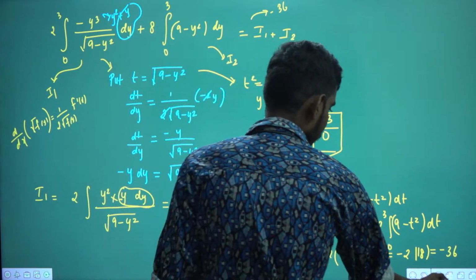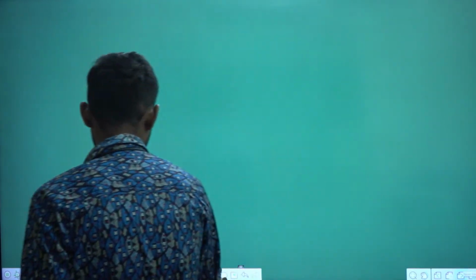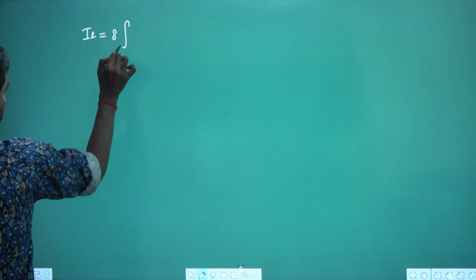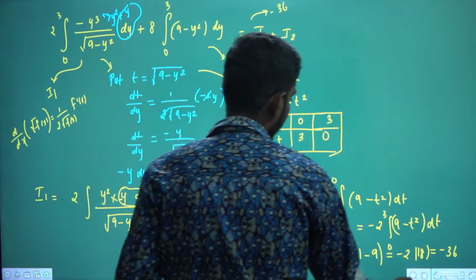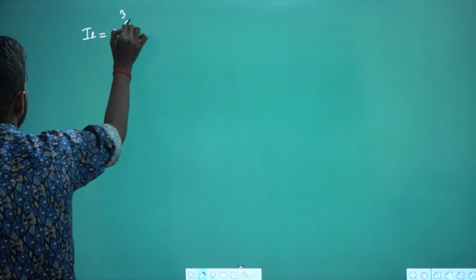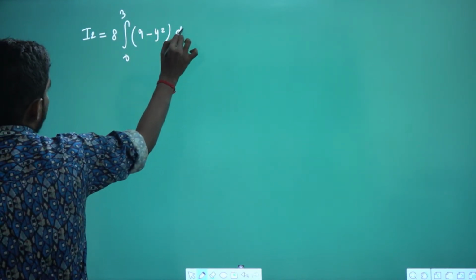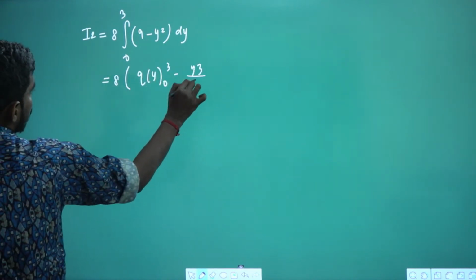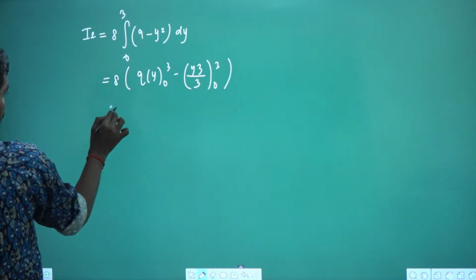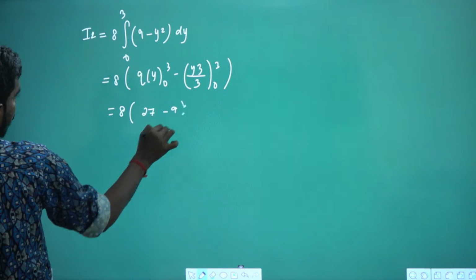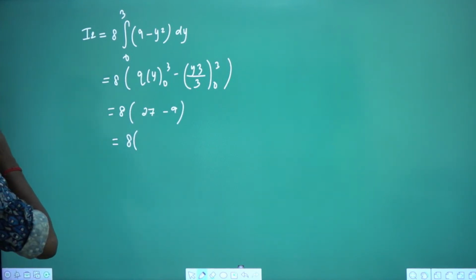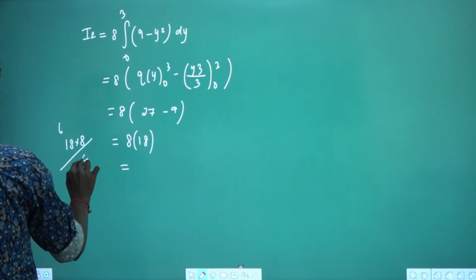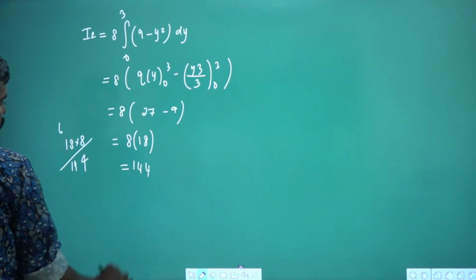Now we will find I2. So I2 is 8 times the integration of 0 to 3 of (9 minus y square) dy. So 8 times [9y from 0 to 3 minus y cube by 3 from 0 to 3]. So 8 times (27 minus 9). So 27 minus 9 is 18. So 18 into 8. 8 8s are 64, 8 ones are 8. This is 144.